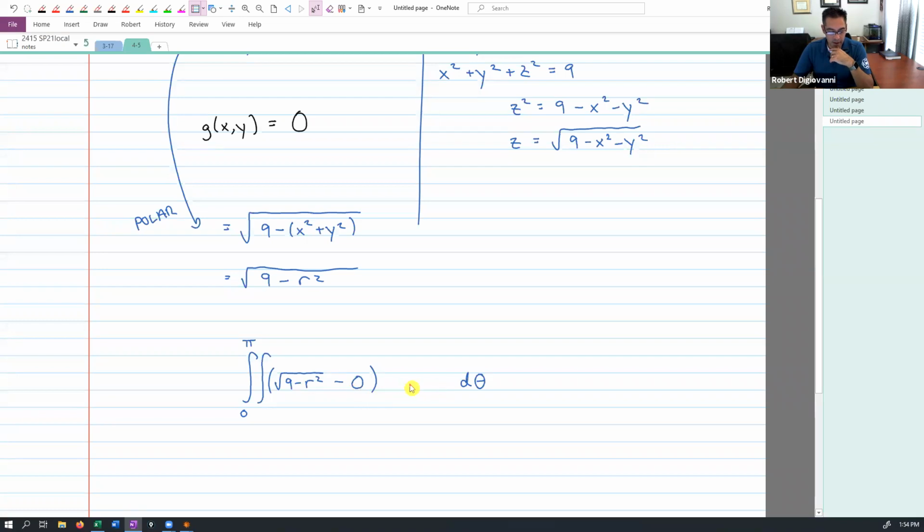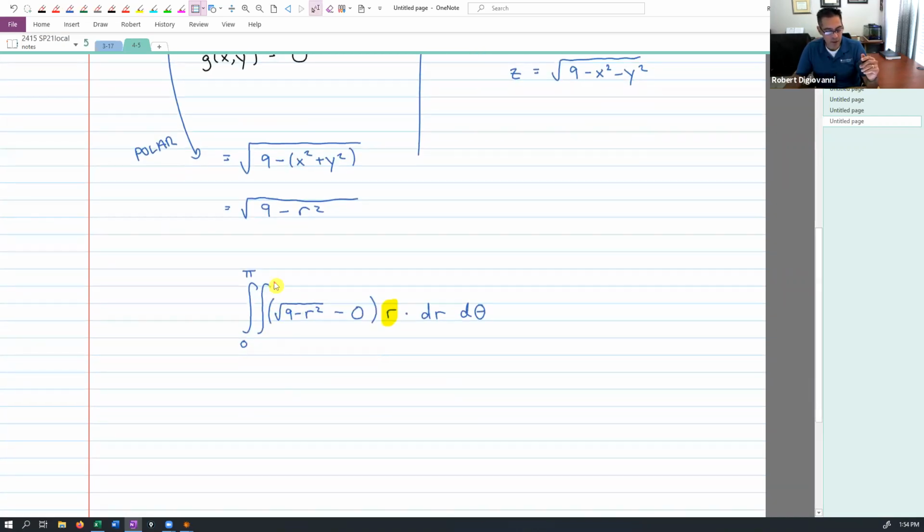And then what comes next? r dr. Okay, don't forget you have to put an r here times dr. And that r comes from the fact it will always be there. Always, always, always be there if you convert to polar. Don't be the student that forgets that, all right?